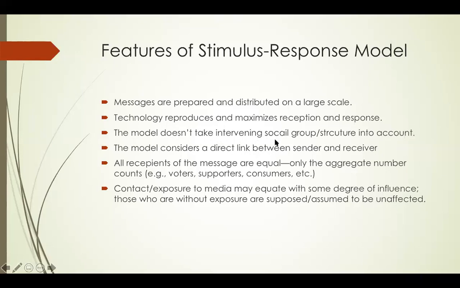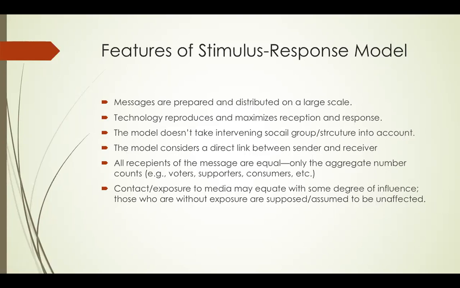It means that sometimes there are social groups and social structures that affect people's choices. It's not always media. However, the model does not consider, intervene here means the model does not consider social groups. For example, I gave you my example that whenever I have to make a choice related to a restaurant, I do not rely on media, I rely on my social group, which includes my friends, which includes my family members.